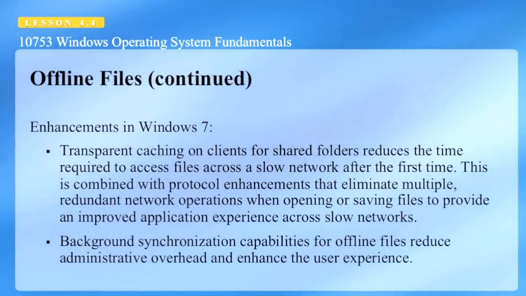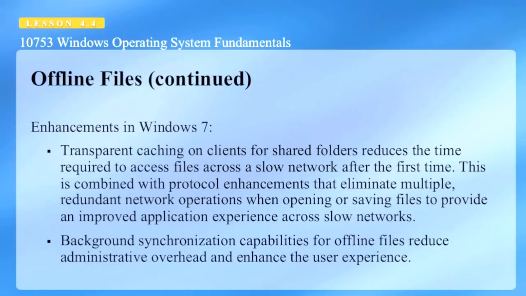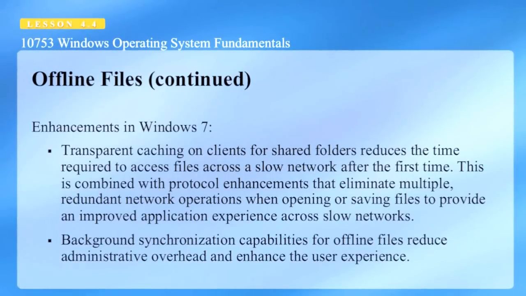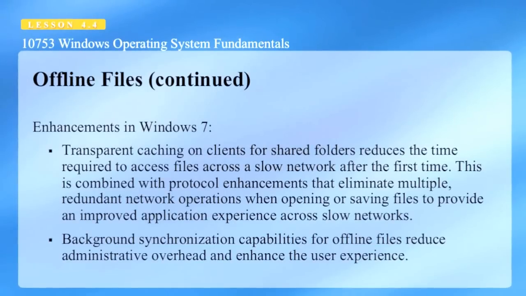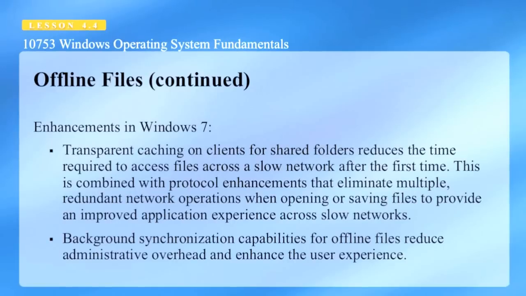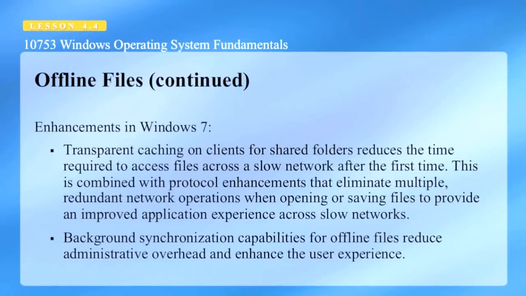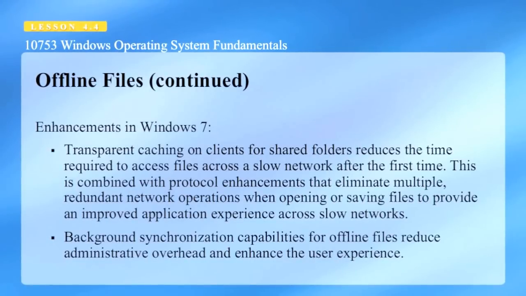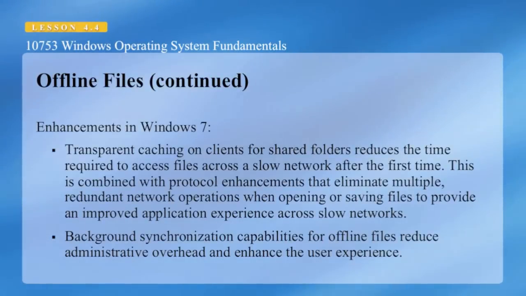Windows 7 provides some enhancements to offline files, including transparent caching on clients for shared folders, which reduces the time required to access files across a slow network after the first time. This is combined with protocol enhancements that eliminate multiple redundant network operations when opening or saving files to provide an improved application experience across slow networks. It also provides background synchronization capabilities for offline files, reduces administrative overhead, and enhances the user experience.